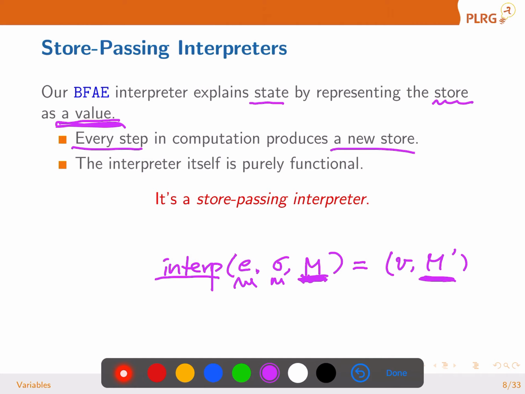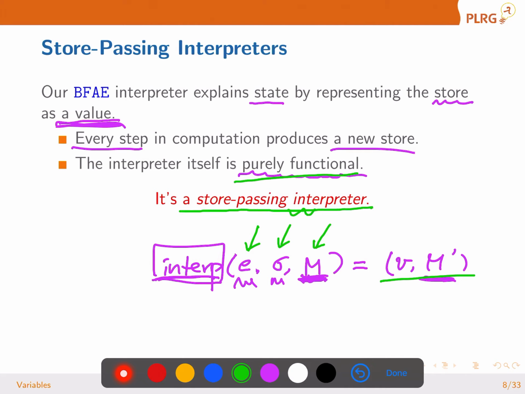So this interpreter itself is purely functional, meaning that when we call this inter function with the same arguments, same expression, same environment, and the same store, the result is always going to be the same. That's what we meant by purely functional in the first part of today's lecture. Remember? Yeah, that's what we learned before. So it's called a store passing interpreter. An interpreter that passes a store as the third argument value.